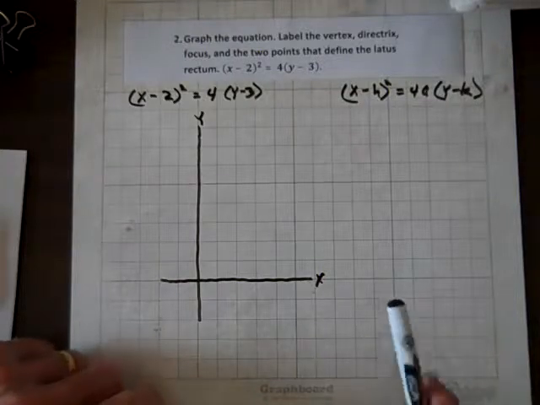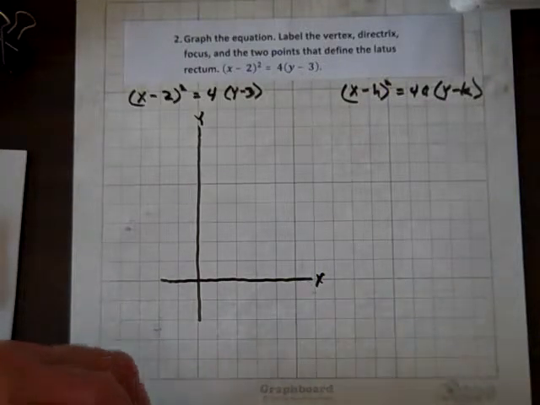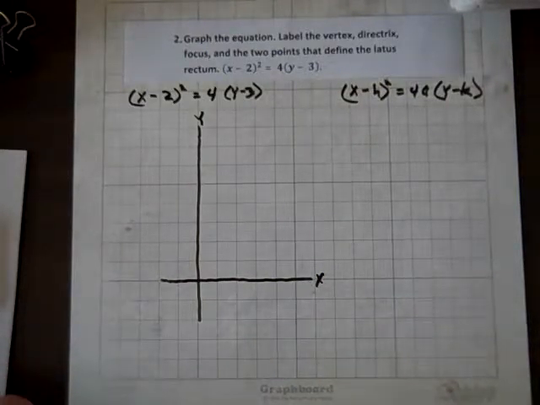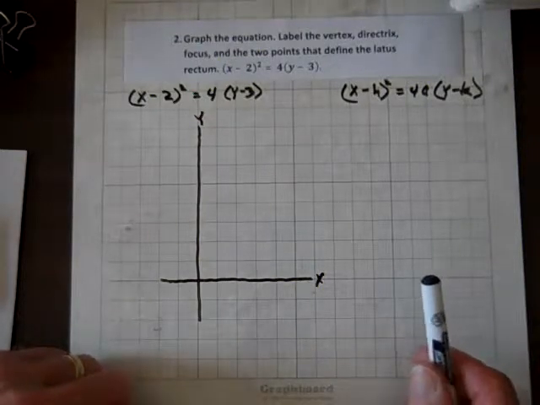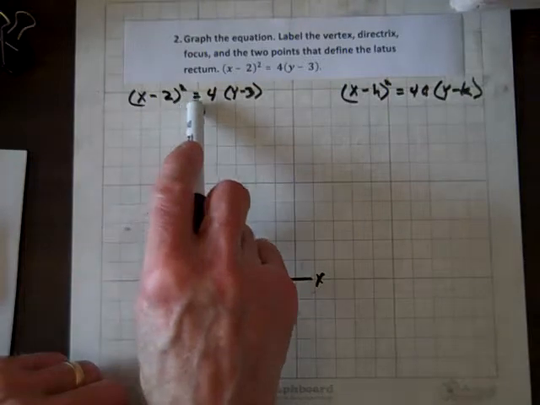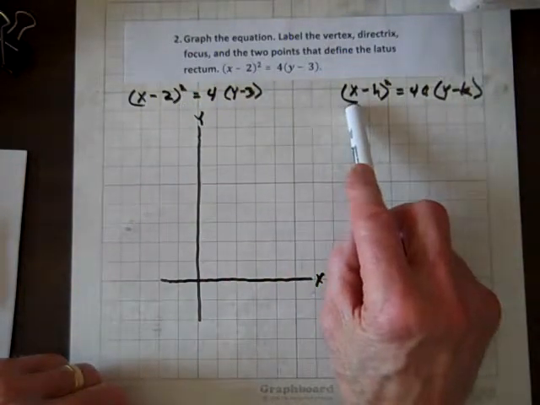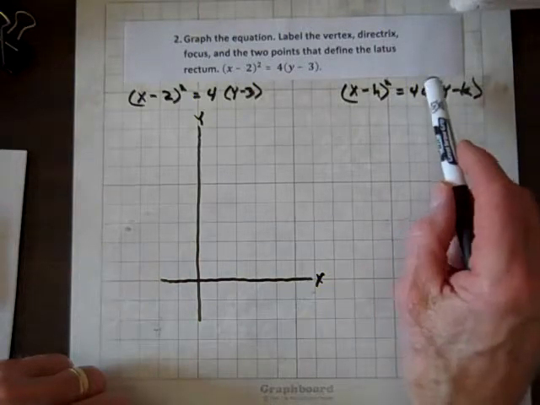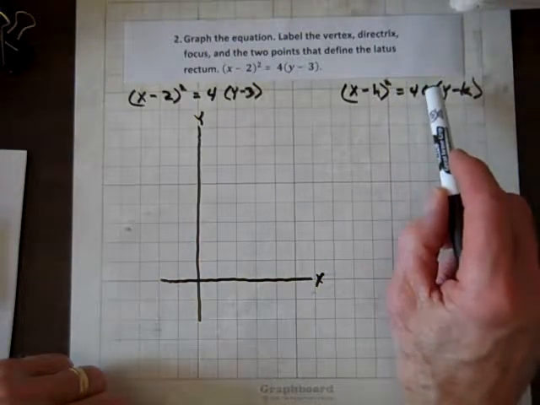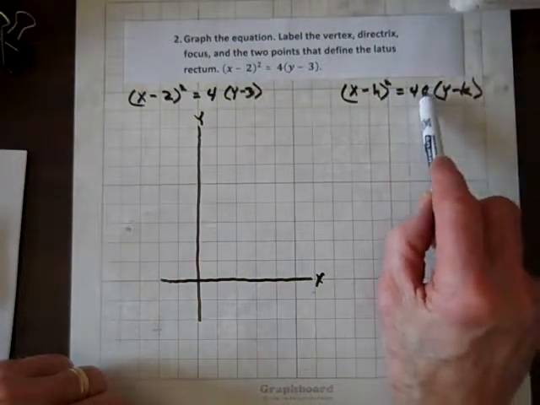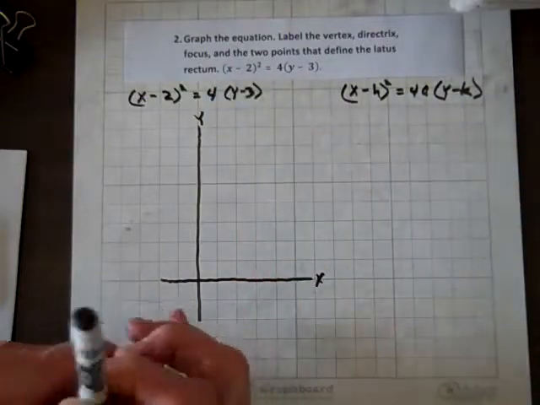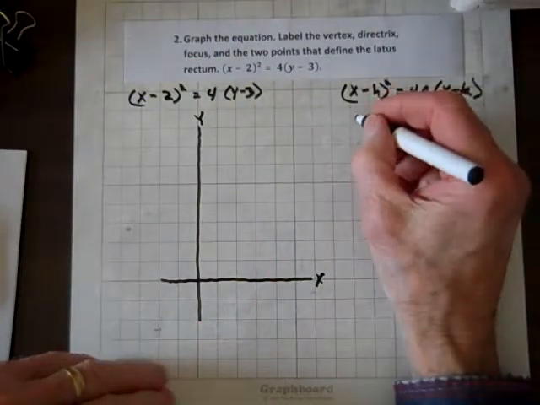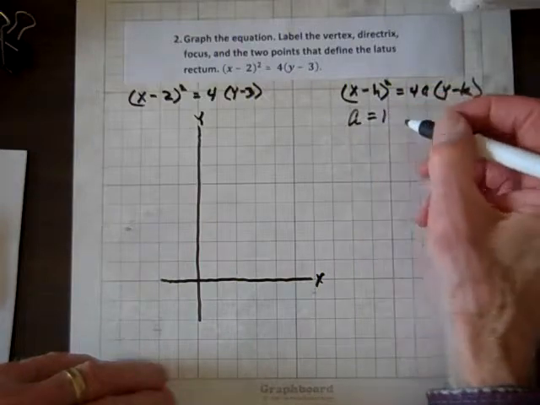Well, now we're doing question 2. And it says, graph the equation, label the vertex, directrix, focus, and the 2 points that define the latus rectum. Well, here's the equation we're given, and here's the model of the equation we need. And notice, what's in the A position here? Well, it's 1. Well, that implies that a equals 1.